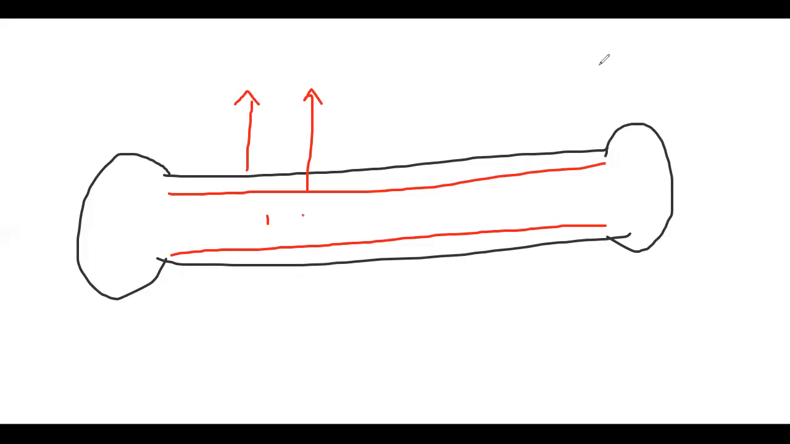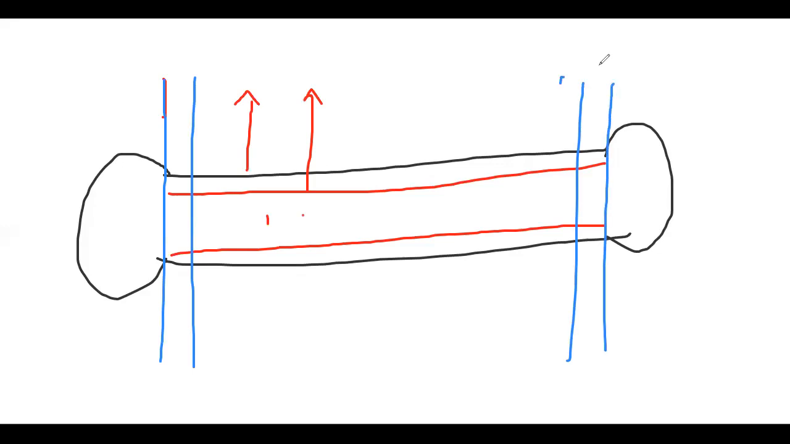So a long bone comprises epiphysis, diaphysis, and metaphysis, so we need to recognize each and every portion here. Let me show you first the epiphysis. The tips of long bones are called epiphysis. This is epiphysis and this is epiphysis.